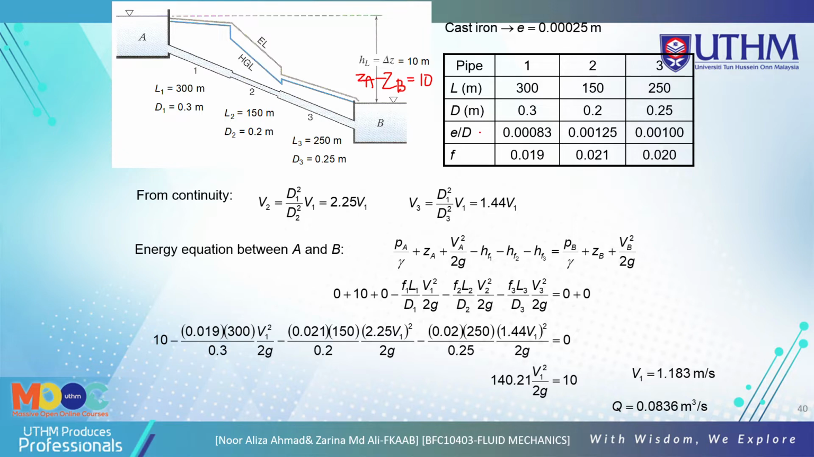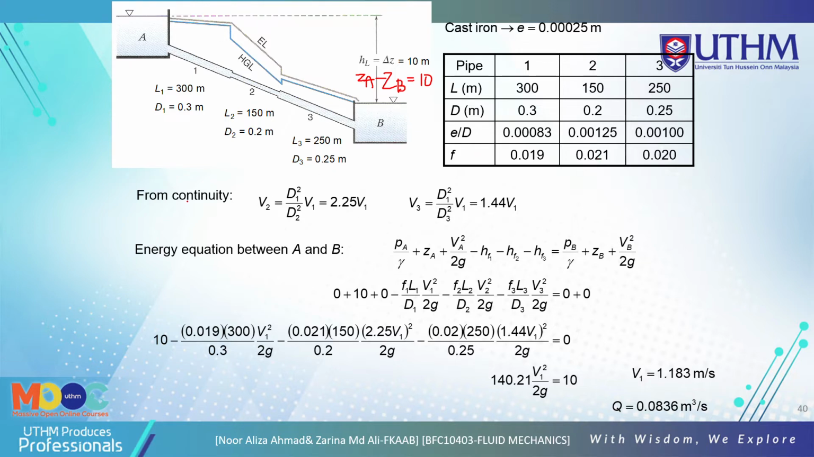Actually, E over D is given. E over D is based on cast iron. E is 0.00025, and then you divide by the diameter, so you get E over D. To find F, you must use the Moody chart. If F is given, you just use this F. If not given, you must find F from the Moody chart, based on the Reynolds number and E over D. But for these questions, they give you the E over D and F.